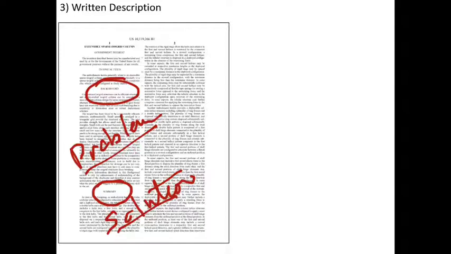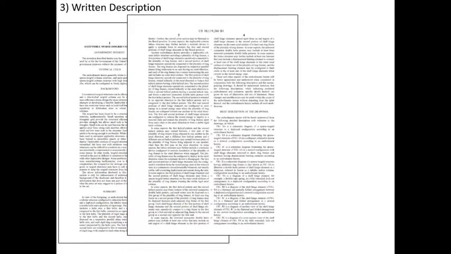So problem and solution. Following the problem and solution is going to be a brief description of the drawings. Now remember, the drawings are there to show you how the invention works. And so the brief description of the drawings are going to be words that explain what the drawings are supposed to be telling you. So this is the stowed configuration. This is the deployed configuration.